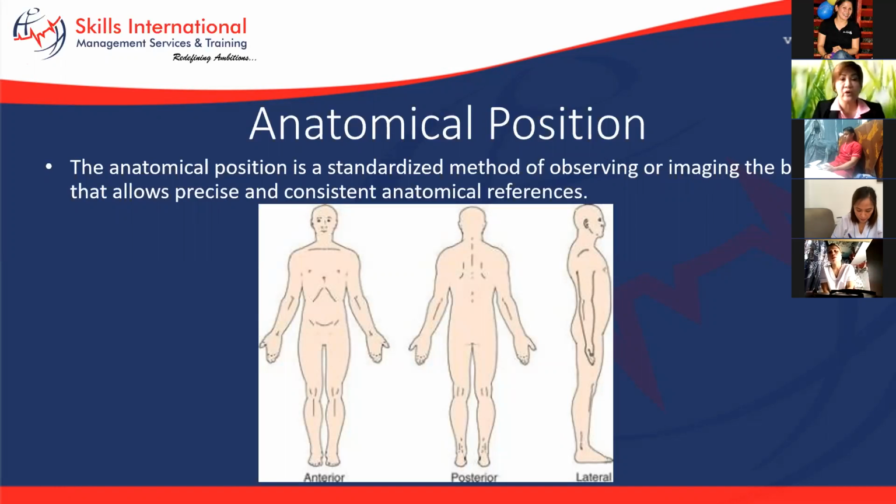Anatomical position. When we talk about anatomical position, it is a standardized method of observing or imaging the body that allows precise, consistent anatomical references. So makikita natin dito sa picture natin, meron tayong anatomical, anatomy nga, yung structure. Meron tayong posterior, merong anterior, merong lateral.